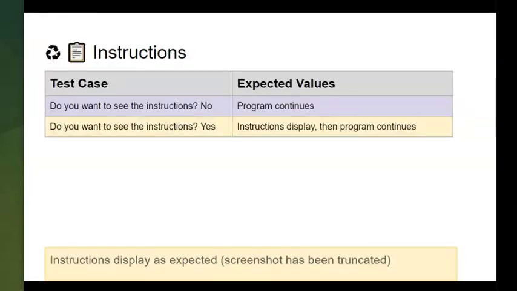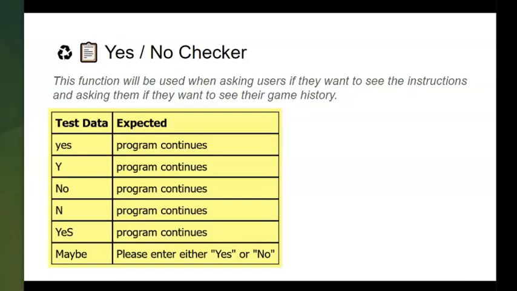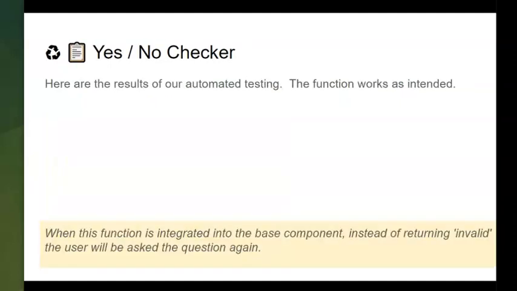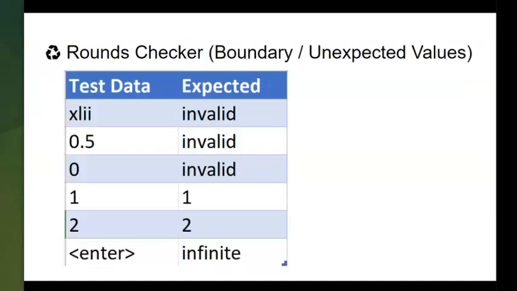And the first thing that you'll want to do is recycle your instructions component, where you customize it for the higher-lower game. In this slideshow, I've left out the screenshots for testing, and it's a great idea that you put them in, especially for components that are recyclable. We're going to recycle our yes/no checker, and of course the expectation is that you'll put in the screenshot.